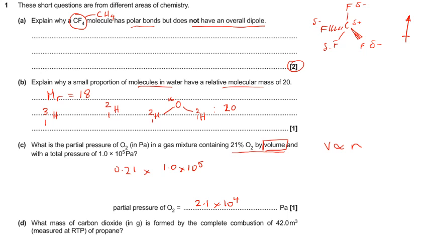And lastly, part D, we've got what mass of carbon dioxide is formed by the complete combustion of 42 meters cubed of propane. So let's just make a bit of space here for our answer. So first thing to look at in the question is complete combustion. Complete combustion means that we're going to get carbon dioxide. Second thing to notice about the question is our units here. We've got meters cubed, and we know that 1 mole has a volume of 24 dm cubed. So we're going to have to do a little bit of a conversion there.